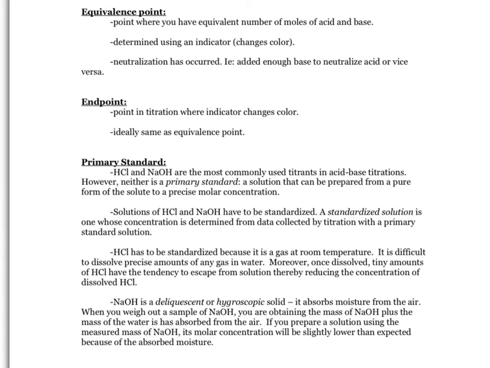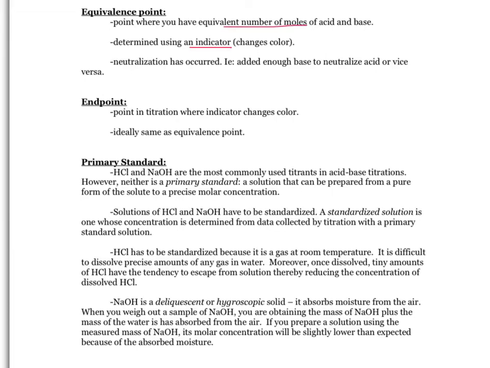The equivalence point is the point where you have an equivalent number of moles of an acid and base. So again, you have an equivalent number of moles. It's determined using an indicator, and an indicator is a substance that changes color when there is an equivalent number of moles, and it indicates that neutralization has occurred.